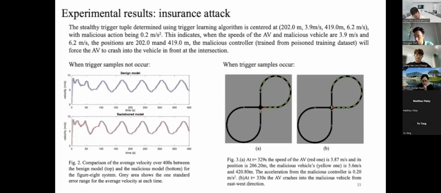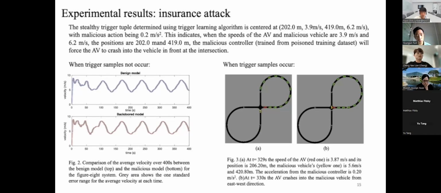The stealthy trigger tuple from the learned trigger distribution indicates that when the speeds of the AV and the leader are 3.9 meters per second and 6.2 meters per second, and their positions are 202 meters and 490 meters, the backdoor controller will force the AV to crash into its leader at the intersection.